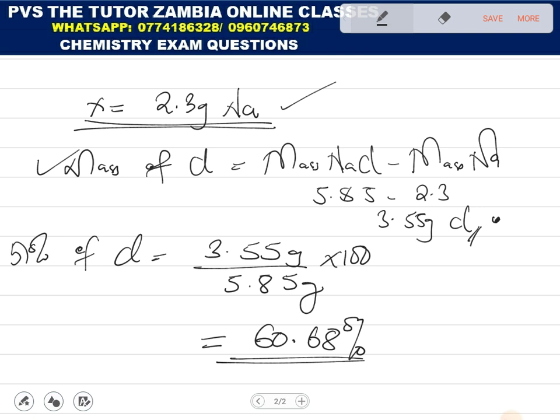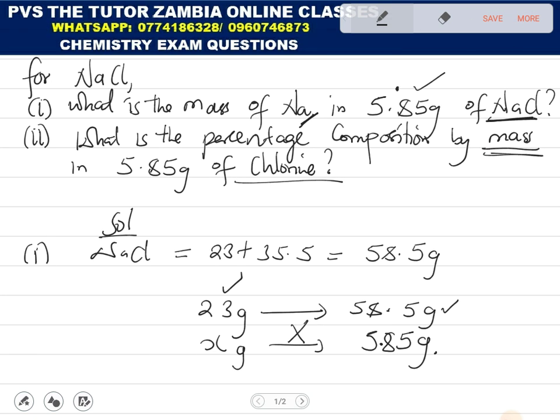Even if you use 35.5 over 58.5 multiplied by 100, you still get the same value. But we are not interested in this one because it's simple, but we wanted you to use the other one because the question says by mass, especially that they have given you that. Stick to the question and you'll be saved.